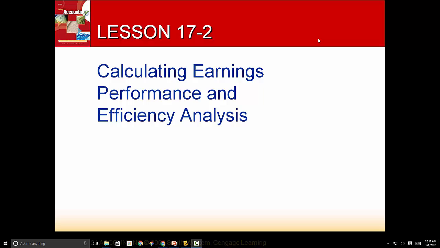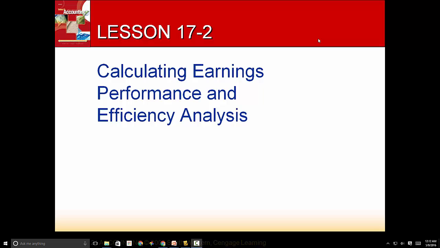The Hamilton Corporation measures its success by calculating 5 earning performance ratios. The 5 earning performance ratios that we're going to be taking a look at are rate earned on average total assets, rate earned on average stockholders' equity, rate earned on net sales, earnings per share, price earnings ratio.